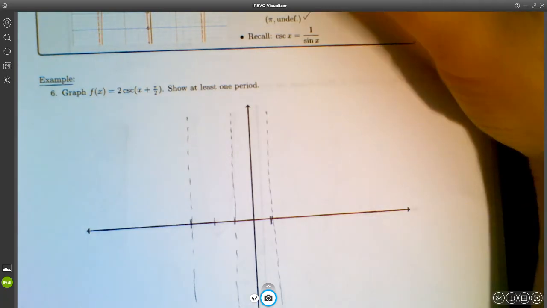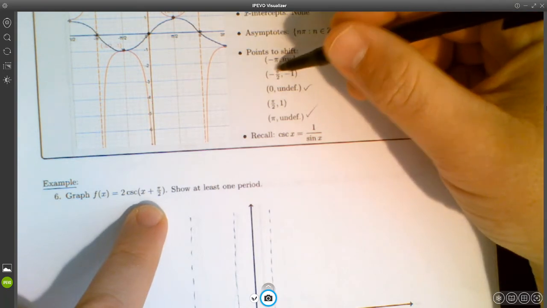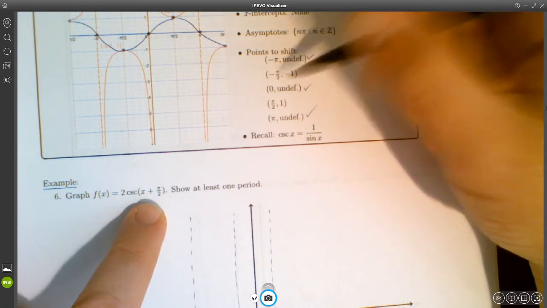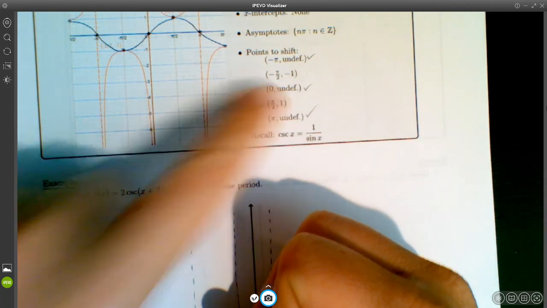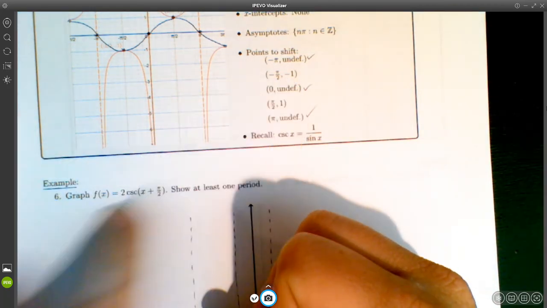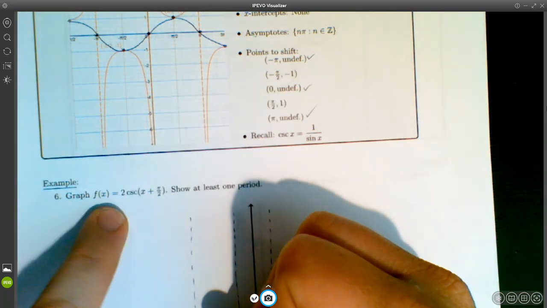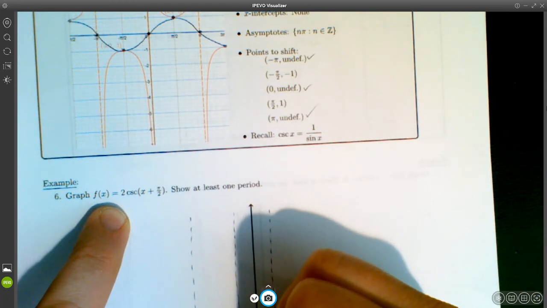Now, as for these other 2 points, so negative pi over 2, negative 1. First, I'm going to subtract pi over 2 from the x coordinate. Negative pi over 2 minus pi over 2 is negative pi. That puts me right here. And then I'm going to multiply the y coordinate by 2, right? So negative 1 times 2 is negative 2. So that's where that point lands.